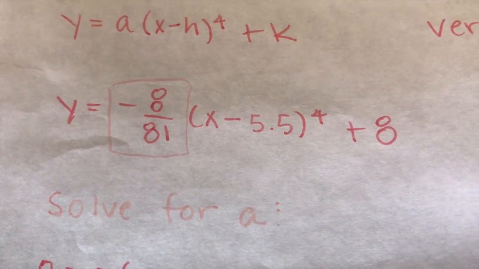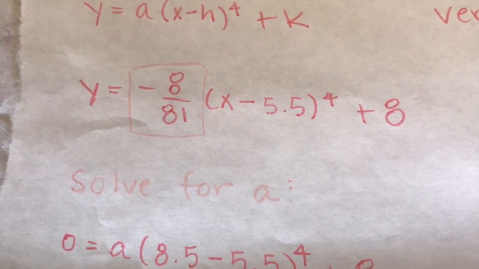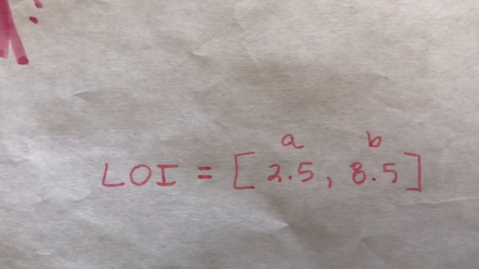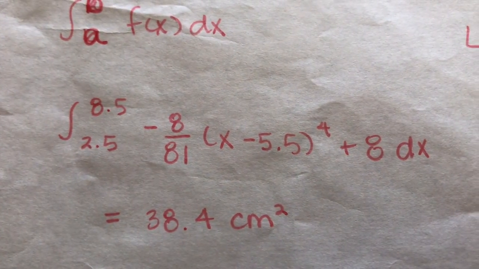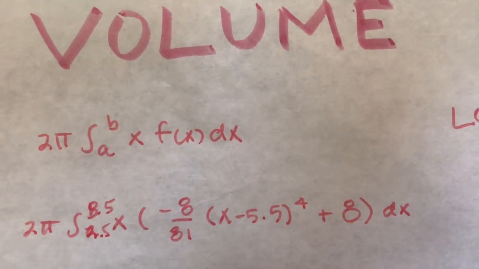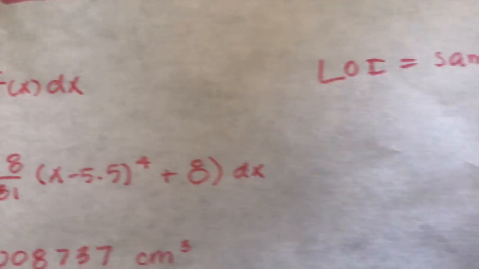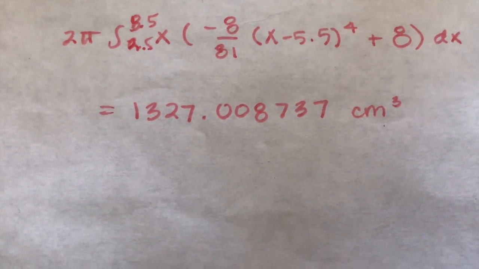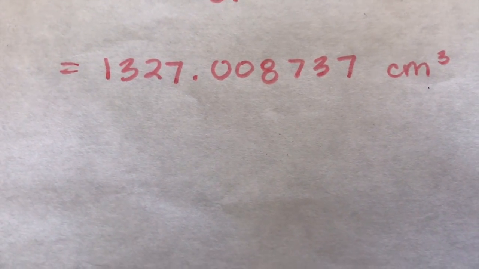So our equation is y equals negative 8 over 81 times (x minus 5.5) to the 4th plus 8. The area is the integral from a to b of f of x dx, and our limits are the same. You just plug all that in, and you get 38.4 centimeters squared. For volume, it's 2 pi times the integral from a to b of x f of x dx, and the limits are the same. You plug in the limits in the same equation, and you get 1,327.008737 centimeters cubed.